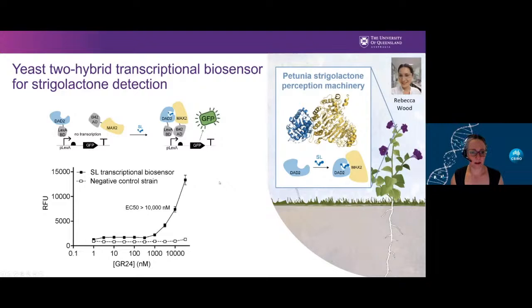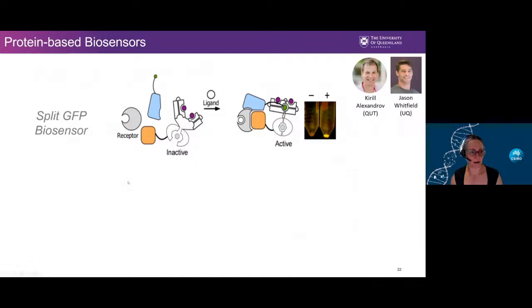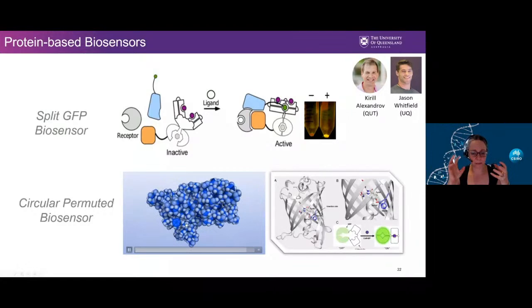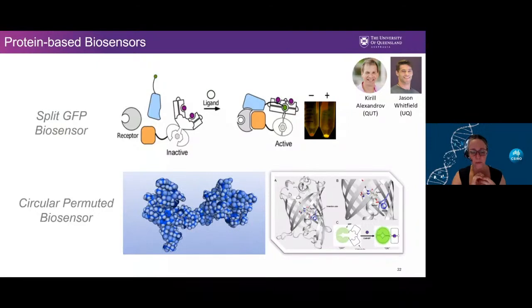So we started working with Kirill Alexandrov and Jason Whitfield, who were developing at the time a number of paradigms for protein-based biosensors. The one that they started with was what's called a split GFP biosensor, where you have a receptor binding to a ligand, and then you have a protein ensemble coming together and bringing together the components of the green fluorescent protein so that you get fluorescence. The mechanism that we actually used was something called a circularly permuted biosensor. This is calmodulin, and you can see that there's a really massive conformational change that happens when that protein is bound to or not bound to its ligand. And this is the concept that was used to develop these particular biosensors.